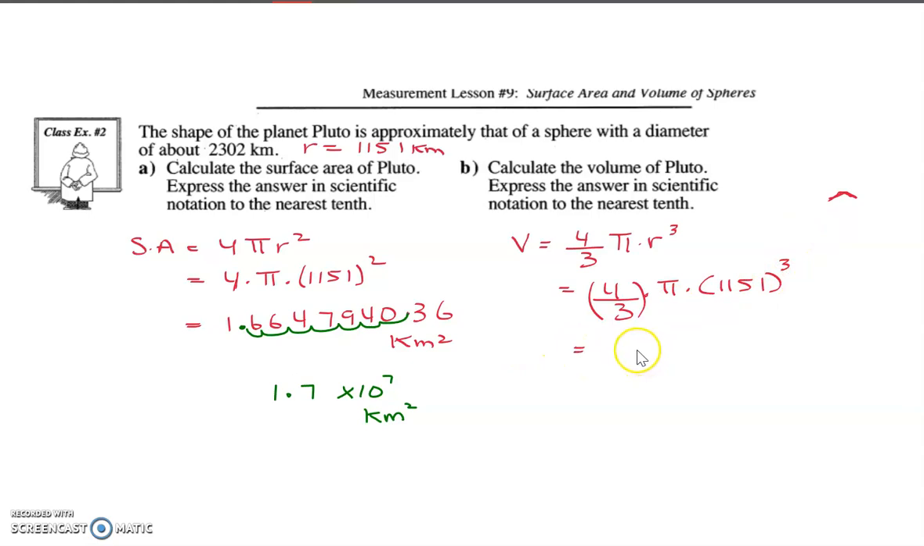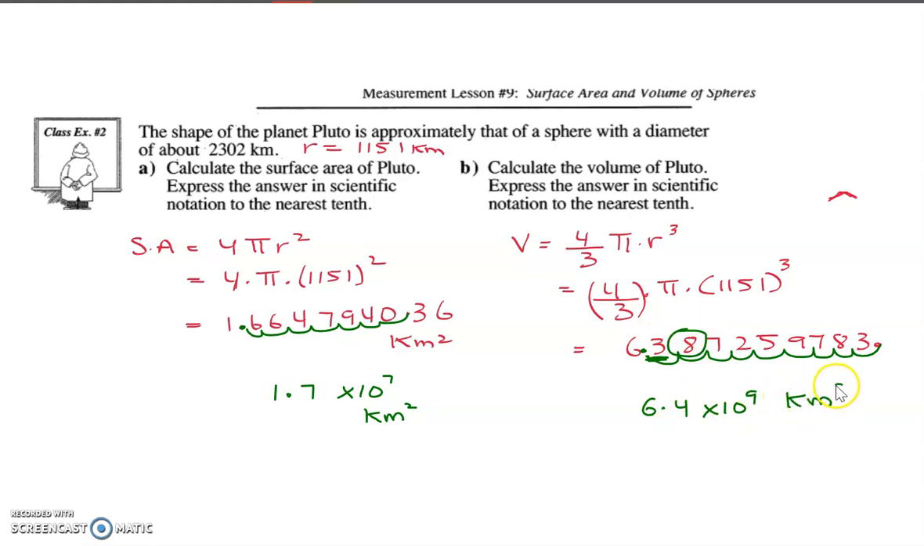This again is going to give us a pretty big number, even bigger than the last one. So 63872599783, and I'm going to rewrite that in scientific notation as well. So I know I have to round it to the nearest tenth, so I will stop here. But I need to move this 1, 2, 3, 4, 5, 6, 7, 8, 9 times back. And when I round this to the tenth, because this number is greater than 5, it will become 6.4 times 10 to the 9th kilometers cubed.